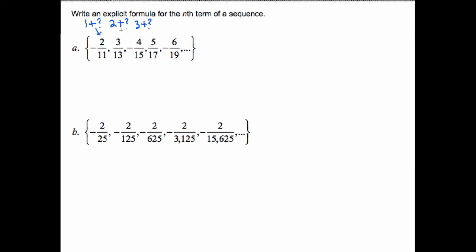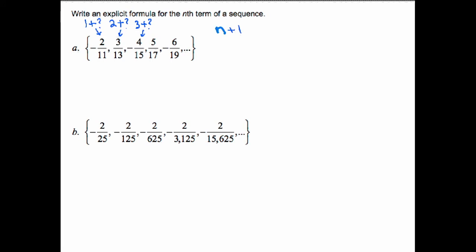So I think to myself, what would that value have to be? Well, 1 plus 1, 2 plus 1, 3 plus 1 would give me 2, 3, 4. So the first pattern I recognize is that I generate the numerator by the expression n plus 1. Now let me look at the denominator.